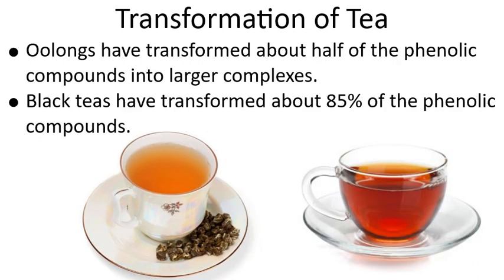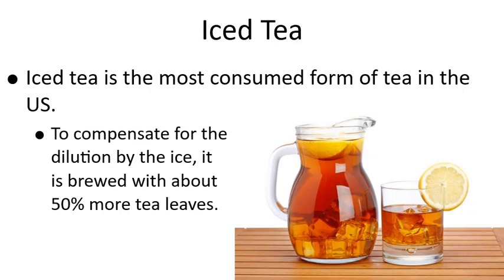For an oolong, we have transformed about half of these phenolic compounds into larger complexes, so the bitterness and astringency will be roughly half of what it is in green tea. And for black teas, we have transformed about 85% of the phenolic compounds, so the improvement in flavor will be even greater. Iced tea is the most consumed form of tea in the United States.